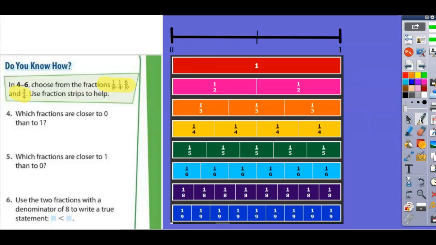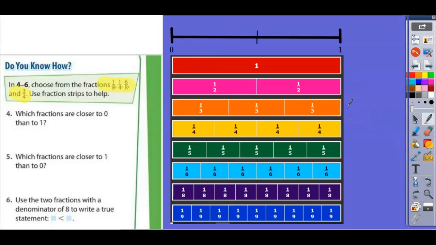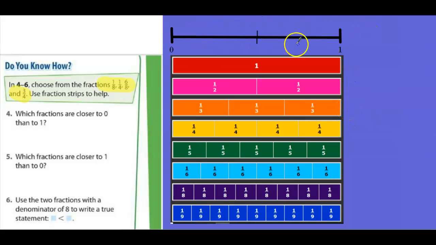So question number 4 asks which fractions are closer to 0 than to 1. I put the fraction strips here to help, and I also drew a number line on top because I think it helps to visualize. You have 0, and when you get all the way over here, you have 1 whole, right? And this line right in the middle is at 1/2. You can see that by looking at the fraction strip, that this is 1/2 of the whole fraction strip. So anything that is less than 1/2 is going to be closer to 0, and anything that is more than 1/2 is going to be closer to 1.